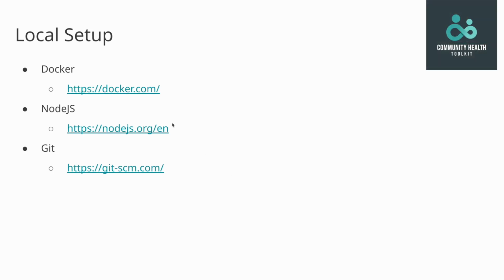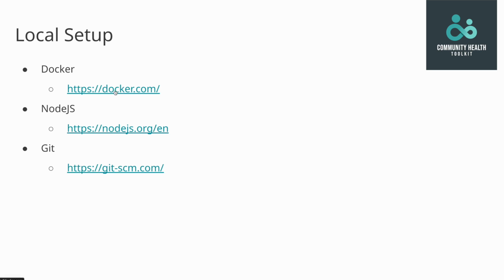In this section, we're going to cover setting up your local environment. Now, to be able to set up your local environment flawlessly, you need 3 technologies. One is Docker, the other is Node.js, and the third is Git.